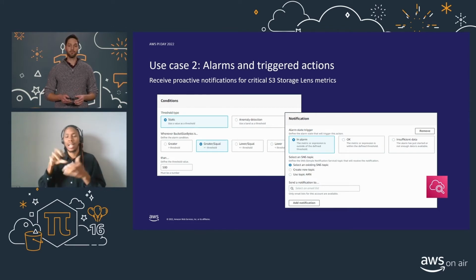Customers can also leverage the CloudWatch built-in capabilities for alarms and triggered actions on Storage Lens metrics. This feature enables you to configure an alarm on any Storage Lens metric, specify a threshold for when to alarm, and even use SNS notification as an alerting mechanism.